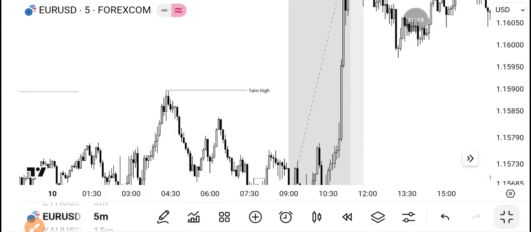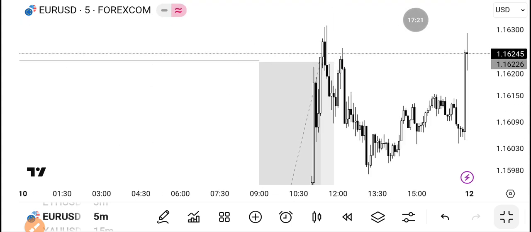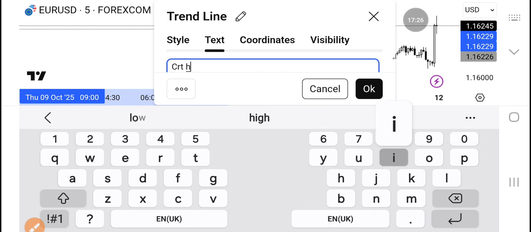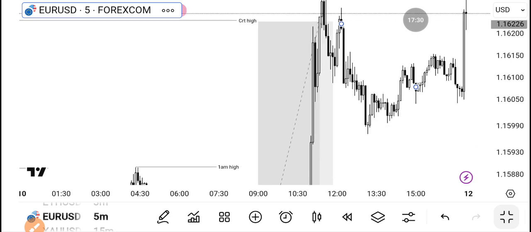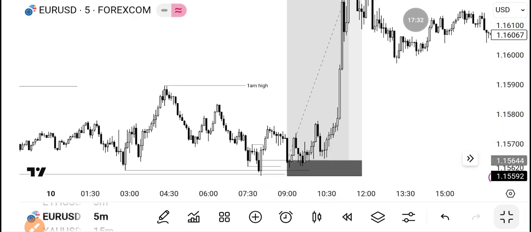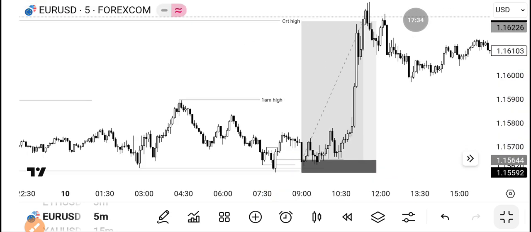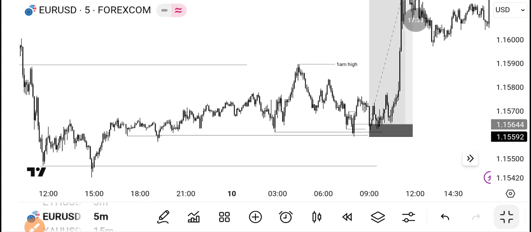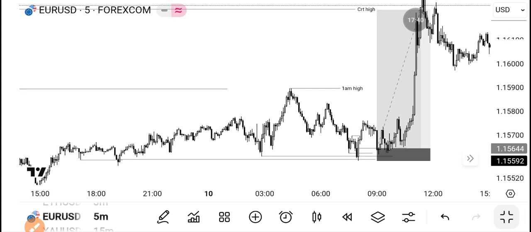Then what? The 4-hour CRT high should be what? Our target. At least, this is a nice one. RR 11.19. One ratio 11.19. So that is how I took this trade, and that is exactly how I took this trade.